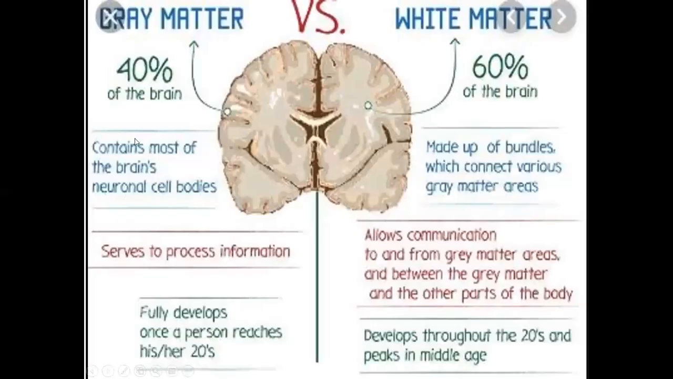So if you see, the gray matter constitutes 40% of the brain, and white matter constitutes 60% of the brain. It is made up of bundles of axons that connect to the various gray matter areas. It serves to process information and allows communication to and from gray matter areas and between the gray matter and the other parts of the body. It fully develops once a person is 20 years old, but it develops throughout the 20s and into middle age.